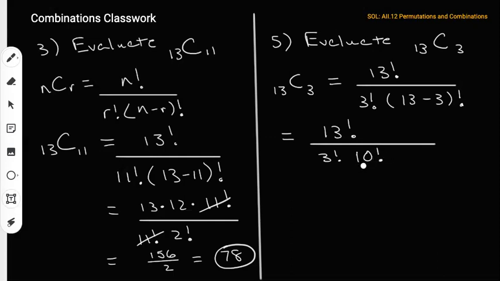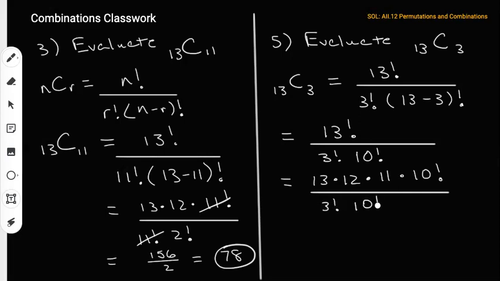I want to cancel out the 10 factorial, of course. That's the closest number to 13 that I have. The 3 is a little bit far away, so I'm not going to deal with that yet. I know that 13 factorial can be written as 13 times 12 times 11 times 10. But then I don't keep going to 1 because I'm going to put the factorial on the 10. So that way, the 10 factorial at the bottom can be canceled out. So now I have 3 factorial times 10 factorial at the bottom. And that 10 factorial is going to cancel out with the 10 factorial at the top.